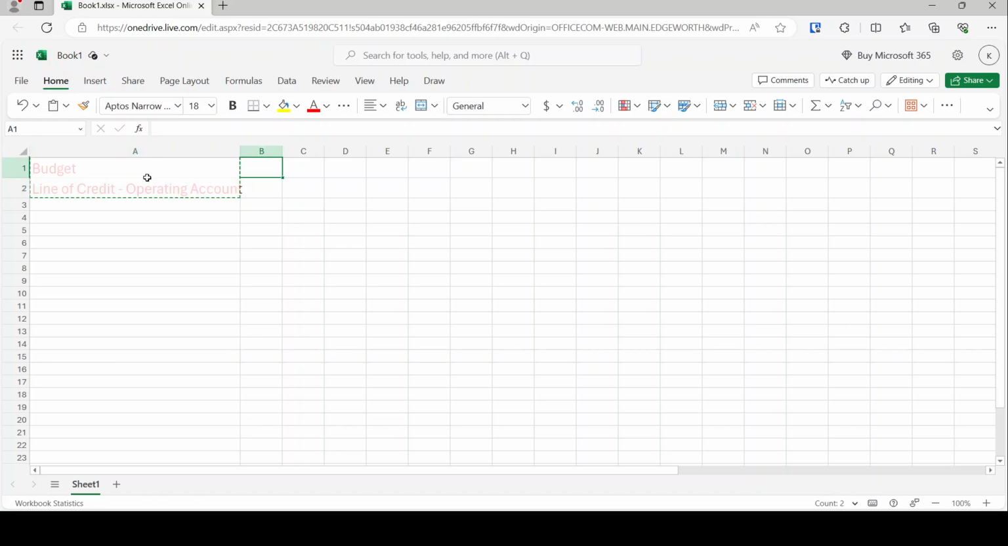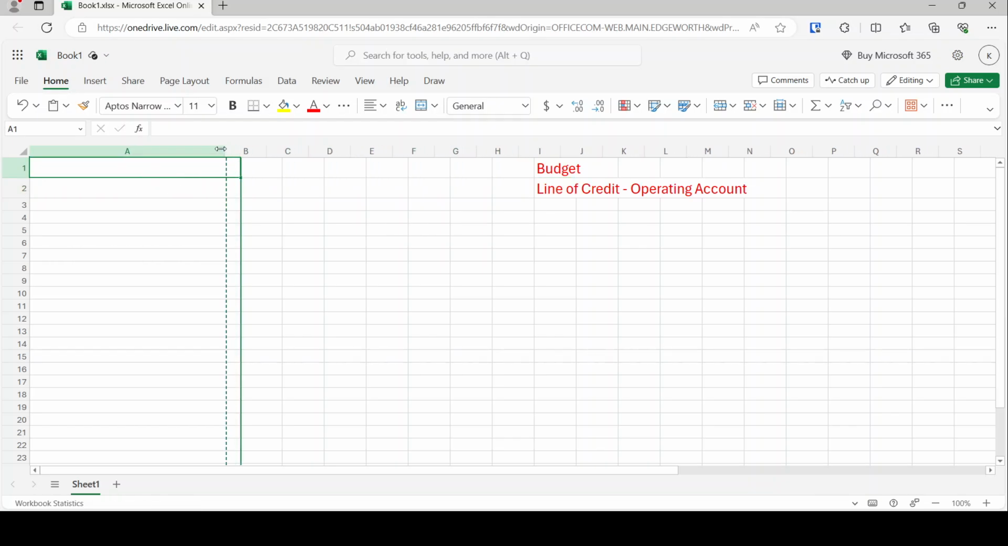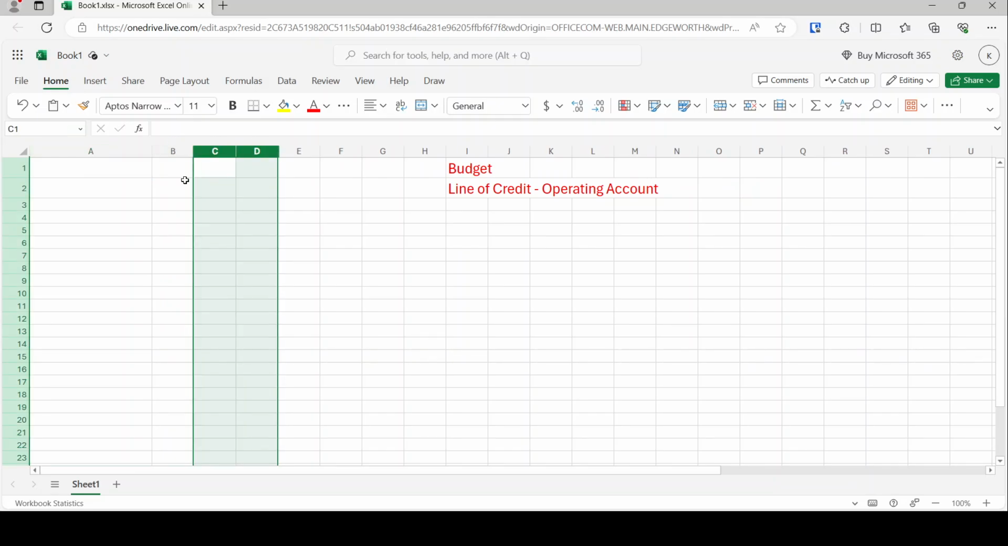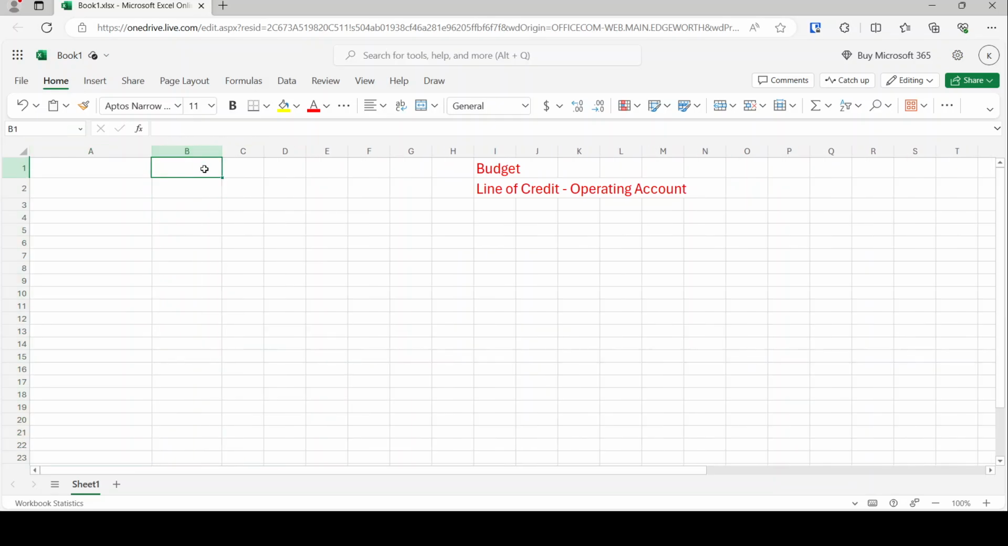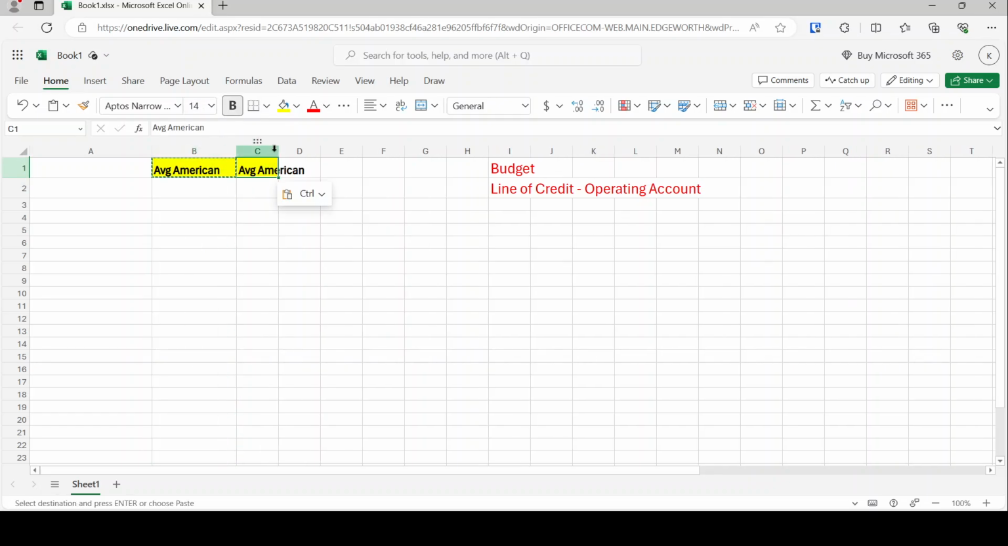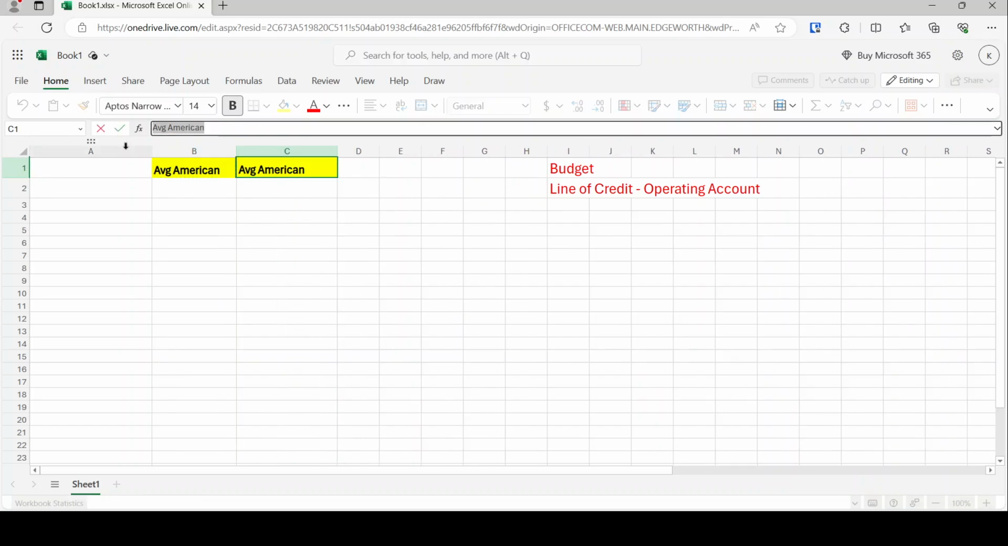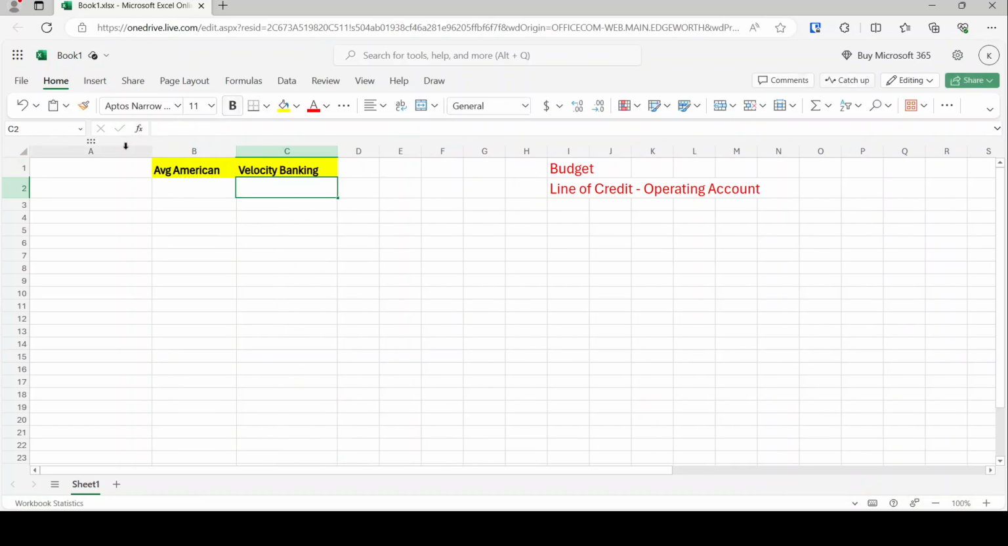So let me go ahead and move this over. And what we're going to do is we're going to write a column for two budgets. One is for the average American, right? So average American, okay? And let's go ahead and bold and highlight this and make that a little bit bigger. And then the second one, we're going to call that velocity banking. And you'll see the difference between how we engage with the banking system based on these two columns.